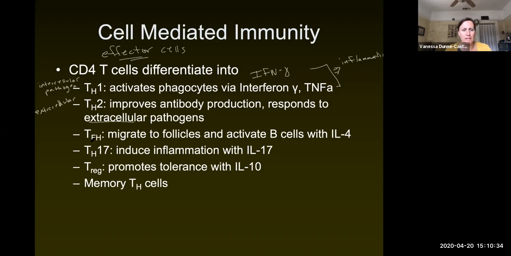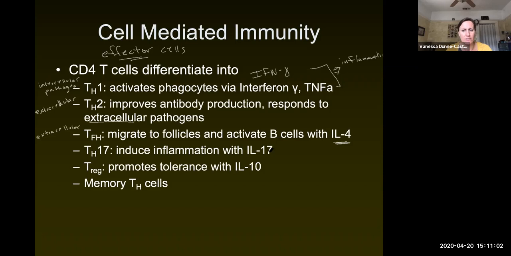Extracellular pathogen. T follicular helper cells, these guys stay inside the lymph node. They migrate to the follicles that I mentioned are the B cell zones, and they are responsible for activating the B cells with this particular cytokine called interleukin 4. So this would be, again, for an extracellular pathogen to produce that antibody response.